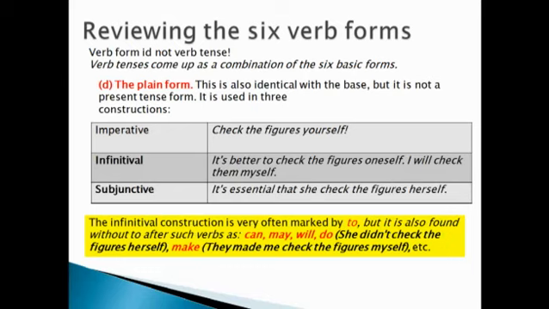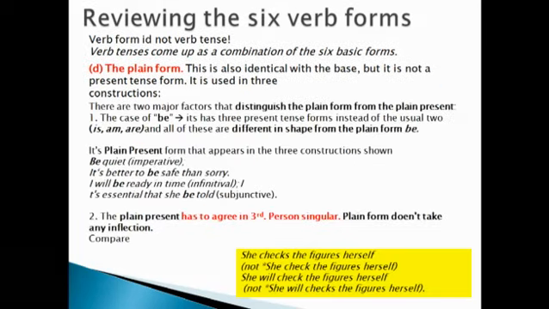The plain form, also identical with the base, but it's not truly a present tense form. It is used in 3 constructions: in the imperative, in the infinitival, and the subjunctive. Okay, and the infinitival construction is very often marked by to, but it is also found without to after such verbs as can, may, will, and do, and also make. Okay, so you can go back to the slides and check the examples.